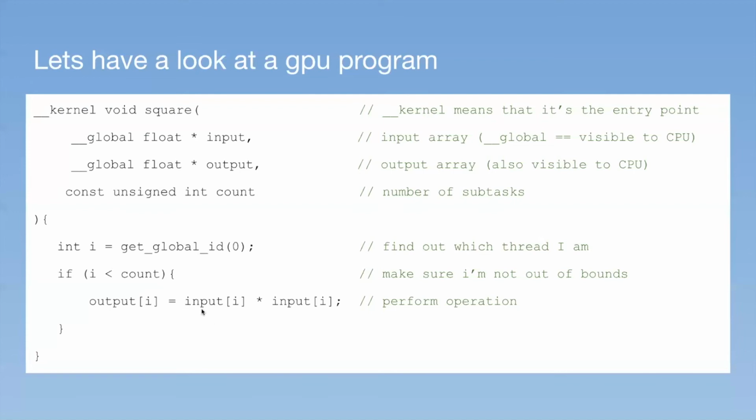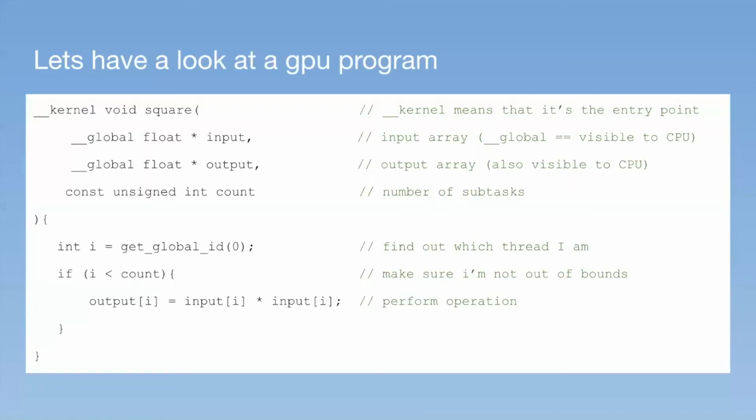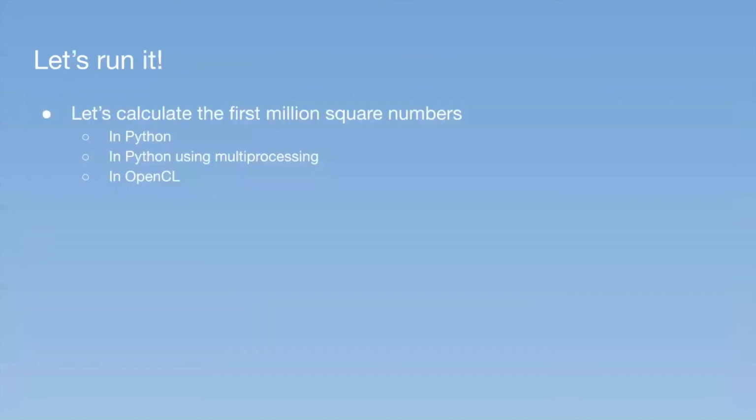And here we're going to be doing the square. So we take each element of the input array and we square it, multiply it by itself, and we put it in the output array. Okay, I appreciate this is a bit complicated, so I might come back, we can do some questions and I'll explain some of it. So let's run this. Let's see how it works.